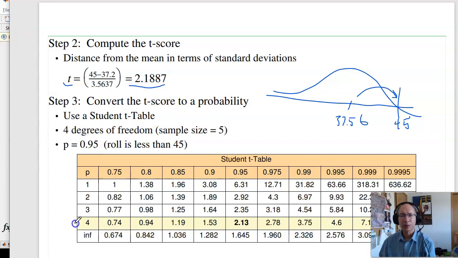So I go to a t-table, look up 4 degrees of freedom, look up the number 2.18, which is right about here, and that says 0.95. So the area over here is 0.95. So the area to the right is 0.05. 5% chance of doing 45 damage or more.